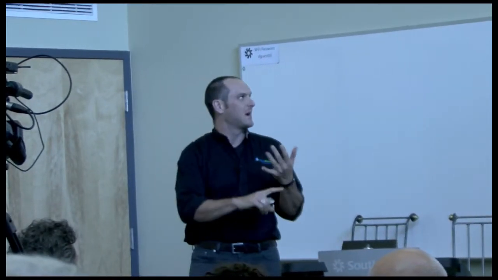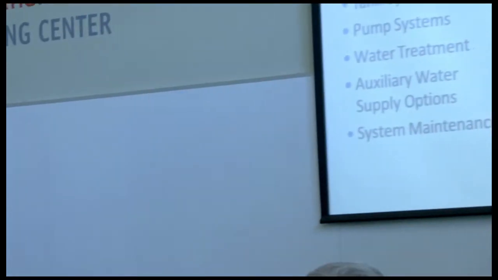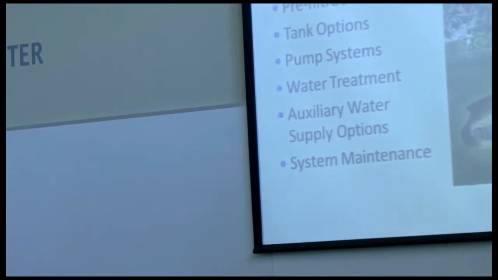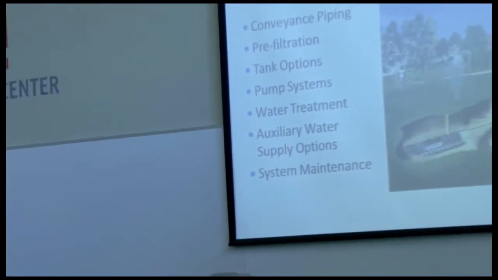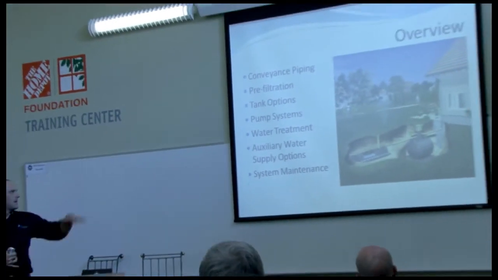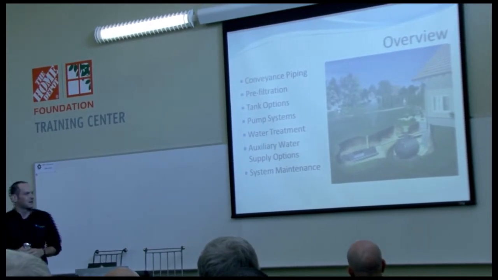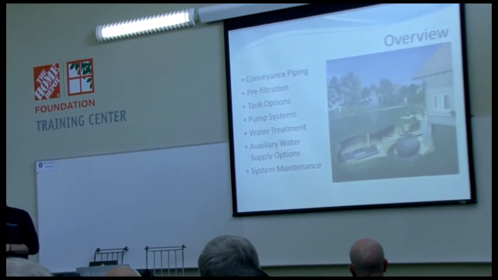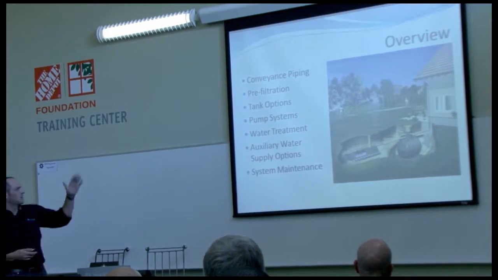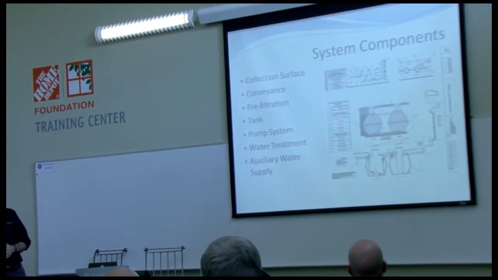So we'll talk about conveyance piping, the pre-filtration, the types of tanks, pumping systems, water treatment systems, auxiliary water supply, and then some of the maintenance involved. I've tried to keep my slides from bombarding you with a bunch of words, so if you have any questions, speak up. I'm just using the PowerPoint as an overview.